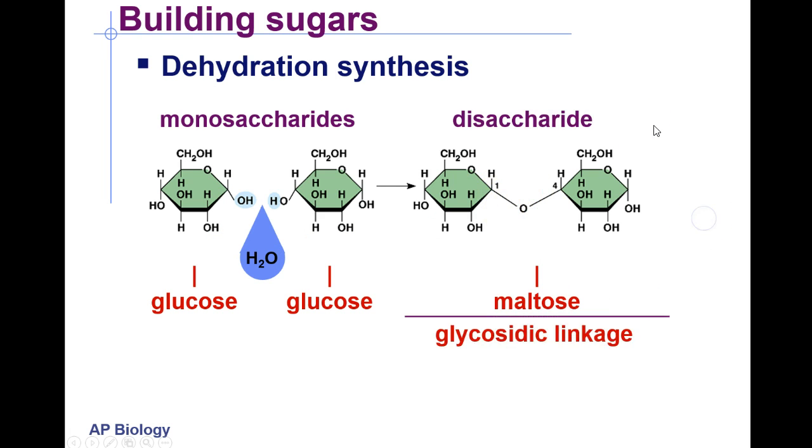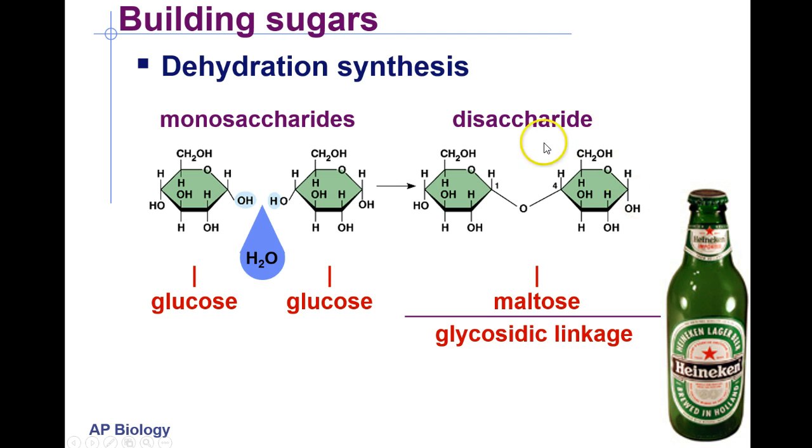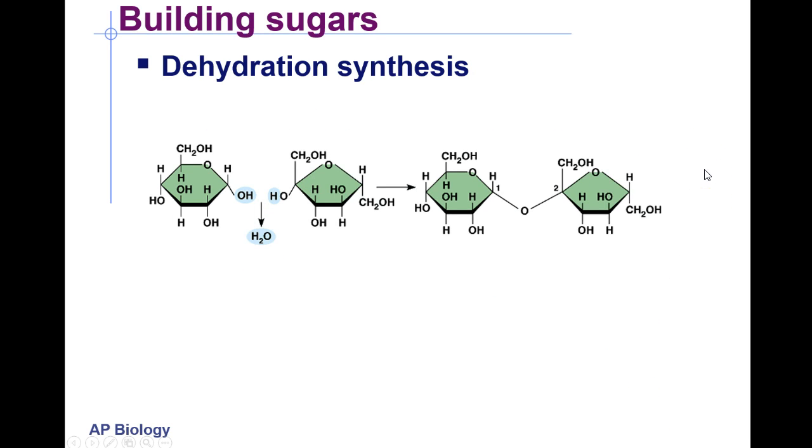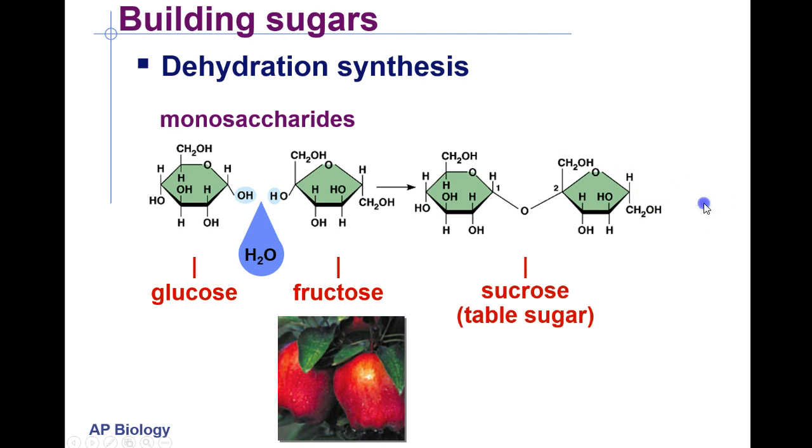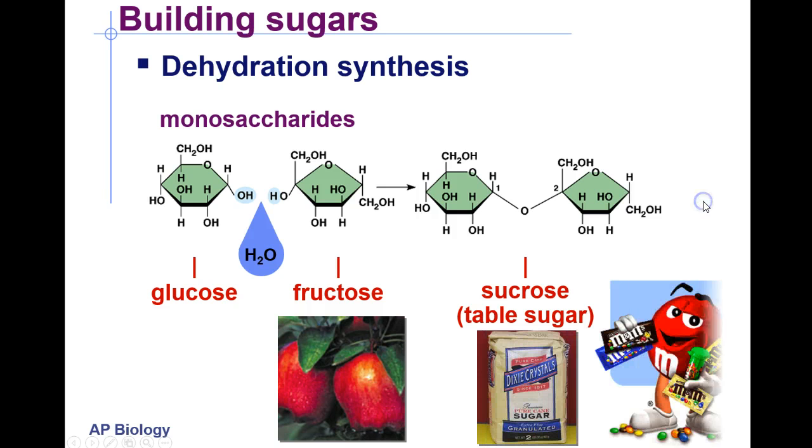So what we just formed here, when we put 2 sugars together, it's called a disaccharide. Maltose is an example of a disaccharide. Maltose is commonly used in beverages like the one pictured here. Here's another example. When you take a glucose and you combine it with a fructose via a dehydration synthesis, you get common table sugar, sucrose. And as we know, that can be pretty yummy.